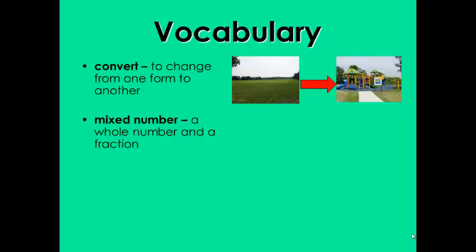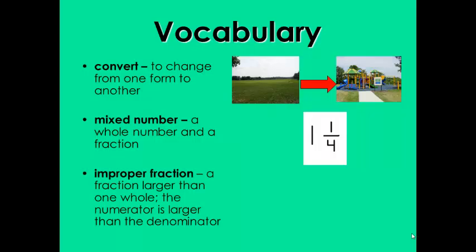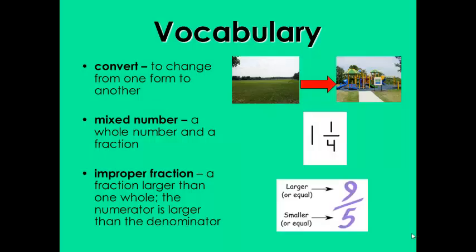A mixed number is a whole number and a fraction. I'm sure you've seen them before, but here is an example. This is a mixed number. It is 1 and 1/4. An improper fraction is a fraction larger than one whole. The numerator is larger than the denominator. So here is an example of an improper fraction. It's 9/5. The 9 is bigger than the 5, so the numerator is bigger than the denominator.